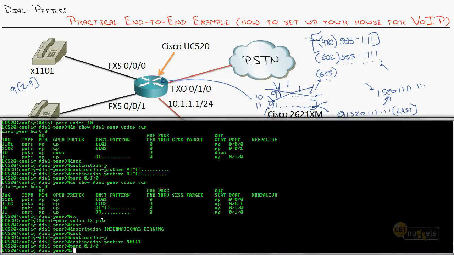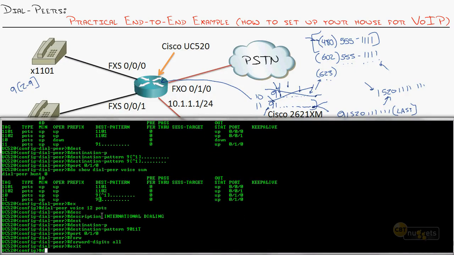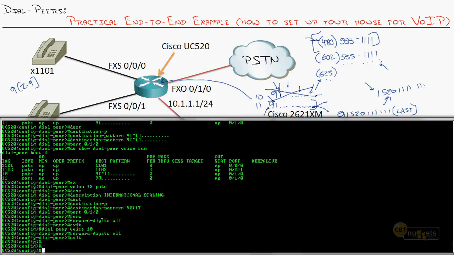0/1/0. Ooh, did I forget this? I think I forgot that on the other one. Dial peer voice 10. Make sure I got that in there. I can't remember if I put that there or not. So 4 digits all. Actually, I'm looking above, and I did not.